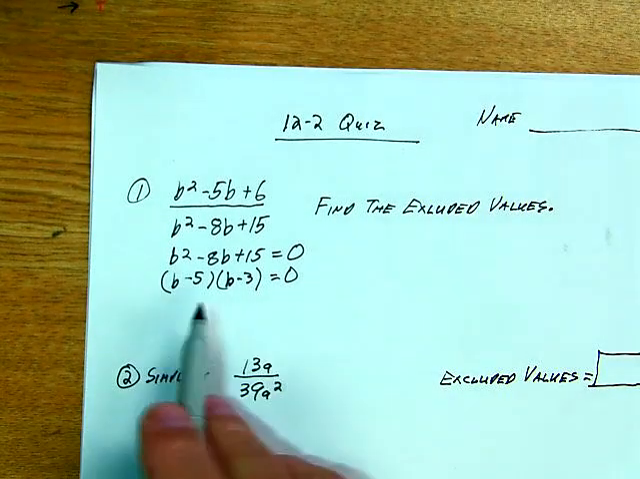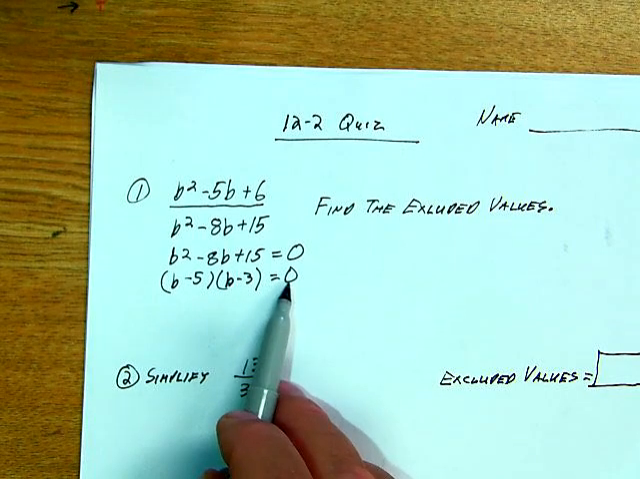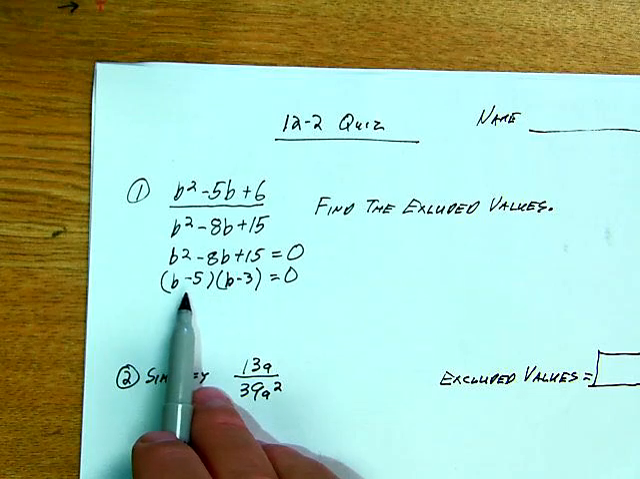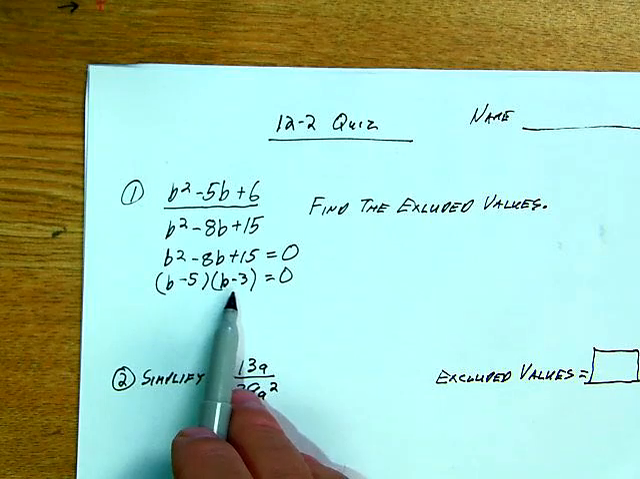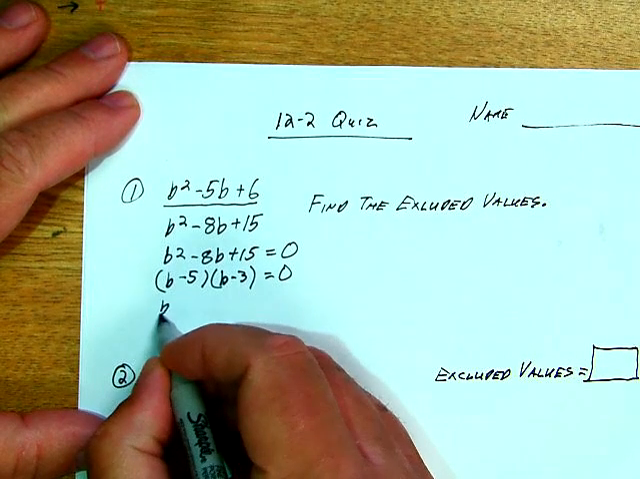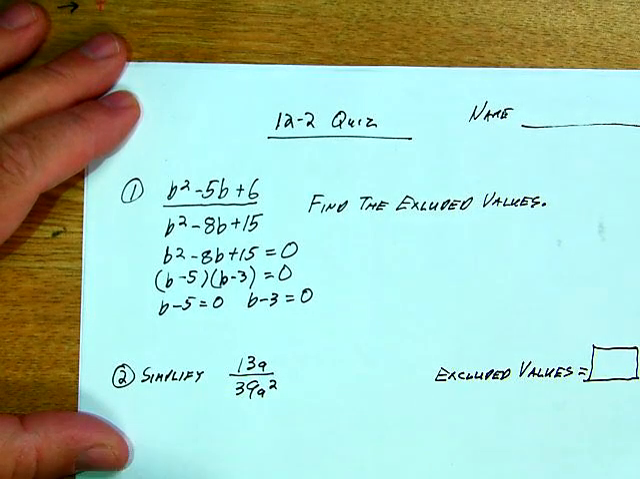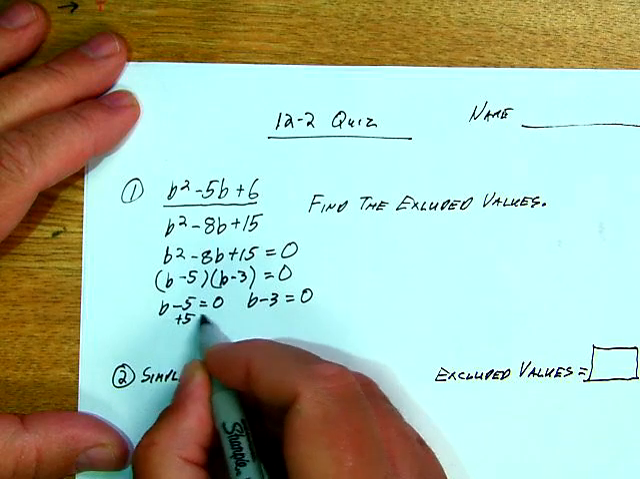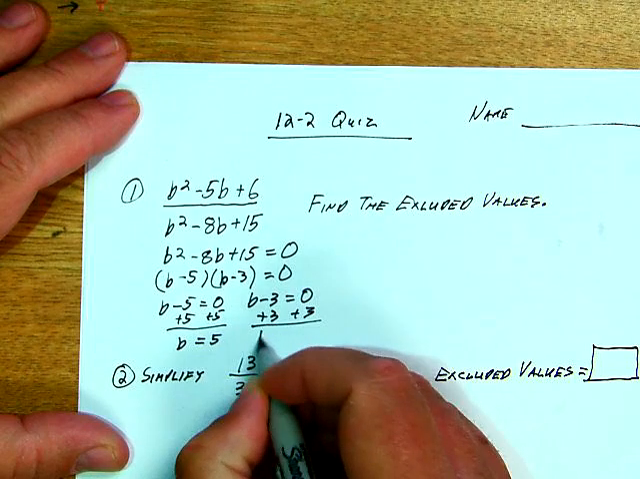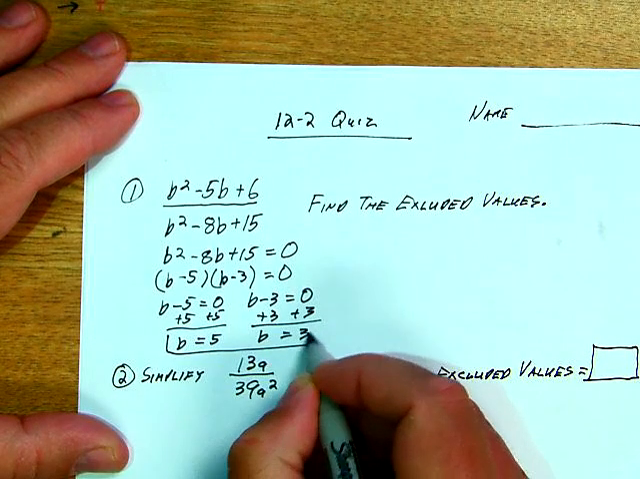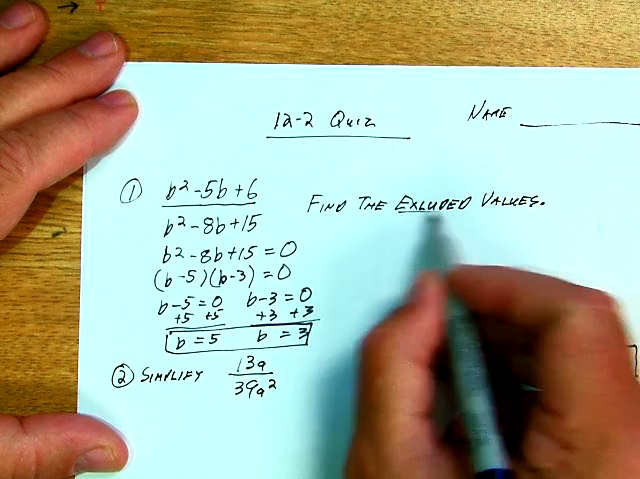Okay? And now I have b minus 5 times b minus 3 equals 0. And whenever I've got two numbers multiplied equal 0, by the zero product theorem, either that number is 0 or that number is 0, or both are 0. So let's figure out each one when they're equal to 0. When I do that, I add 5 to each side, b equals 5. Add 3 to both sides here, b equals 3. And there are my two excluded values: b equals 3 and b equals 5.